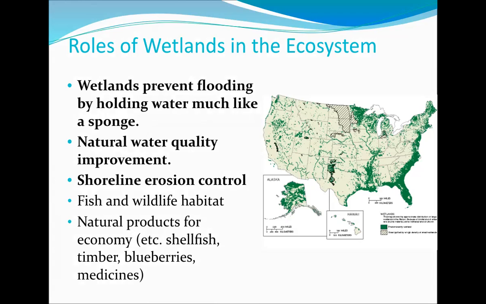Natural water quality improvement, it also helps. Shoreline erosion control, fish and wildlife habitats, natural products for the economy, which include things like shellfish, timber, blueberries, and medicine.